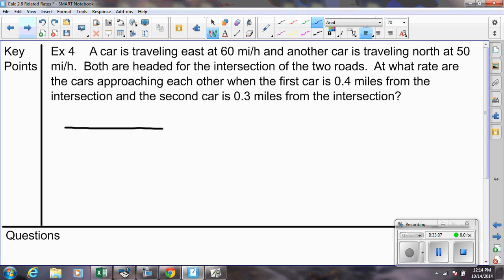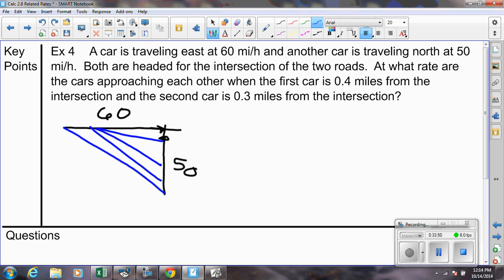One car is traveling east, and it's traveling at a rate of 60. One car is traveling north at a rate of 50, but, wow, that was slanted. But they are traveling for the same intersection where, presumably, they're going to meet. You'll note when they talk about the distance between the two, we're not talking about distance along the roads. The distance between the two cars is here. Now, of course, as they're driving, this distance could be slanted all over the place. But as cars are traveling, this distance is definitely getting shorter.